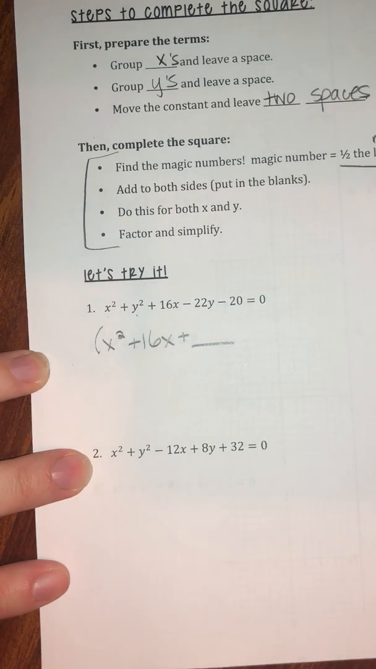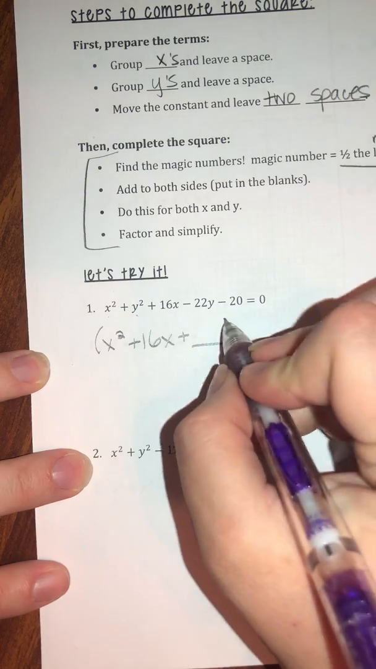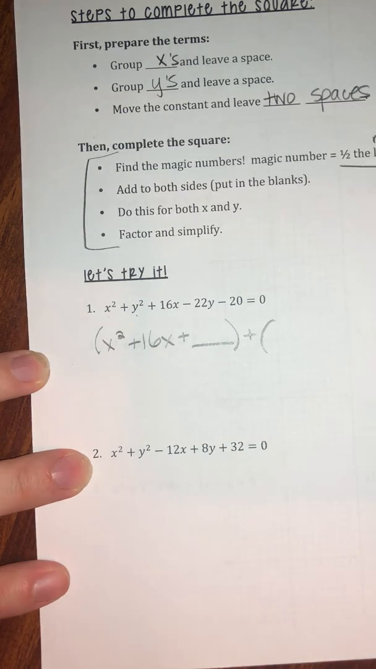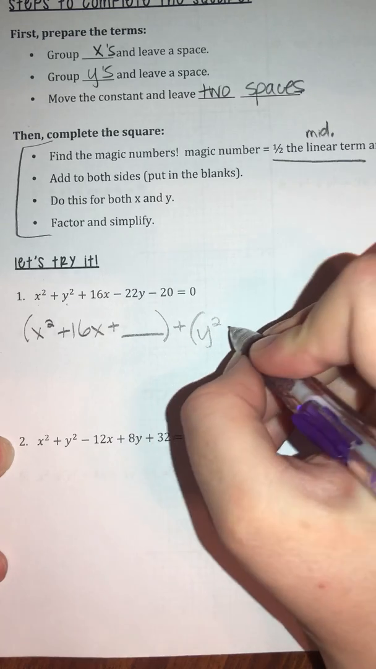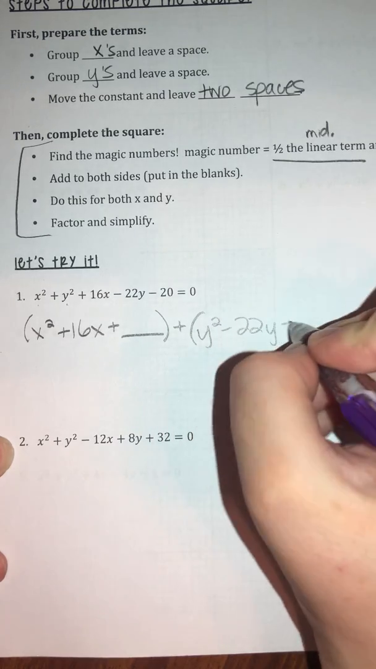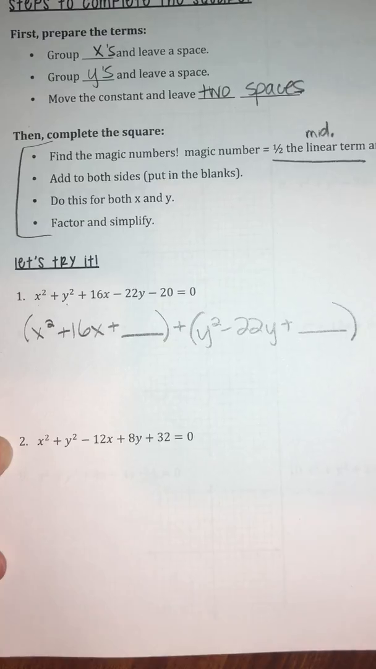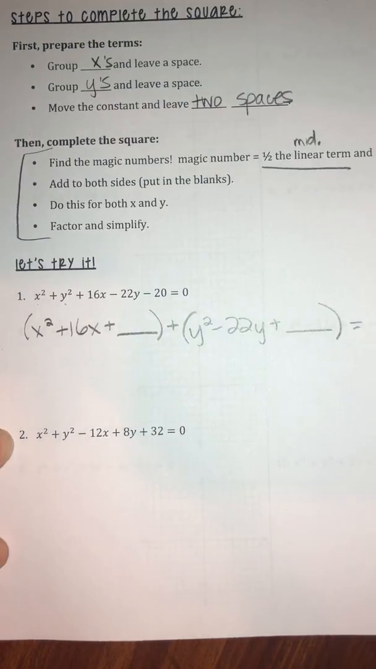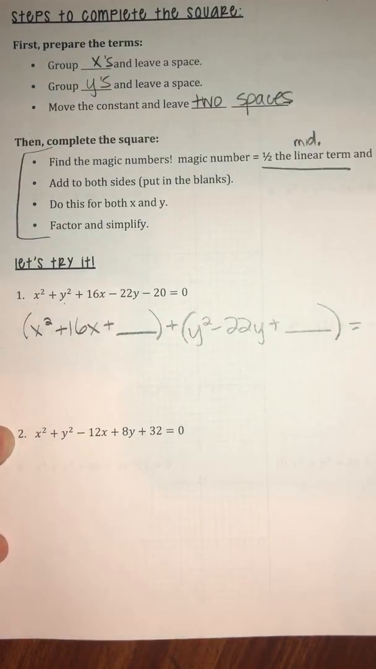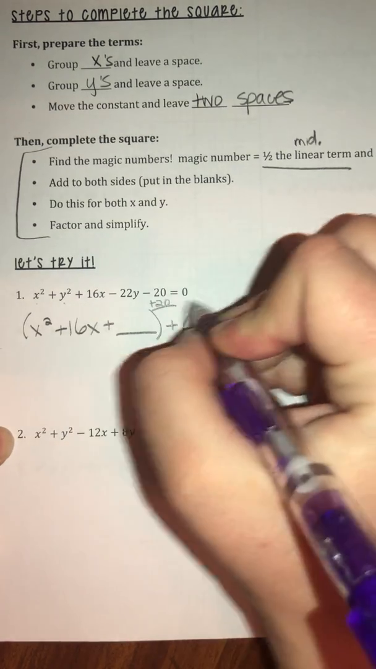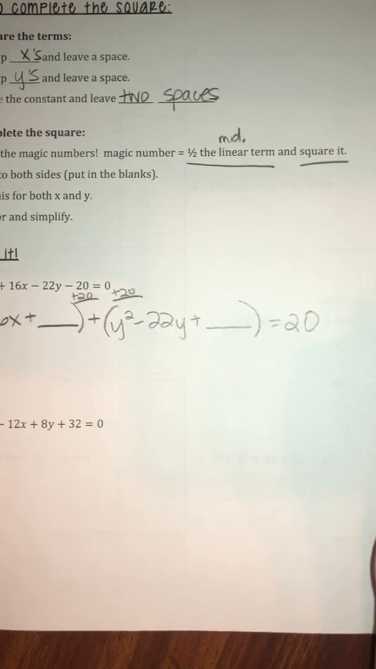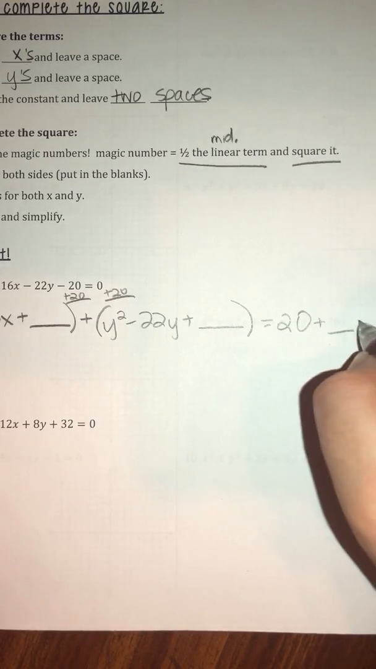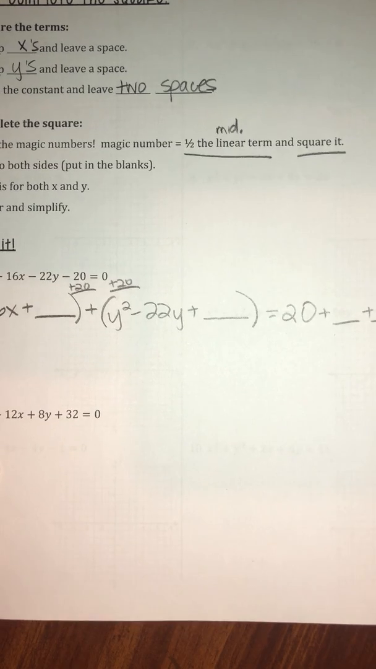Then you want to put a plus blank there. Close out that parentheses, and then we're going to group the y's together. So this would be y squared minus 22y. Then you've got your plus blank. And that's going to equal, see if I can zoom out for you a little more. That's going to equal, we're going to need to add this 20 to each side. So it's going to equal 20. And then over there you should put 2 blanks, okay?